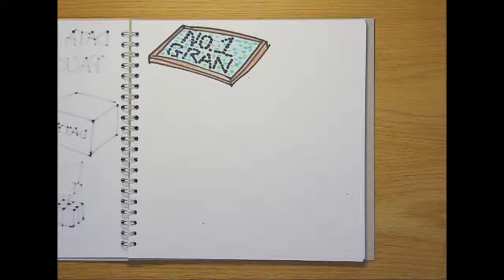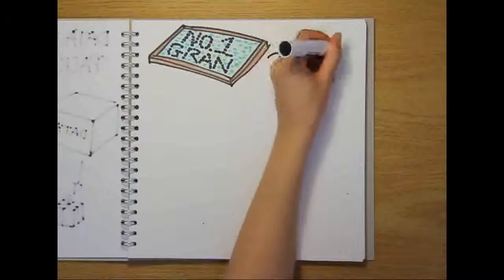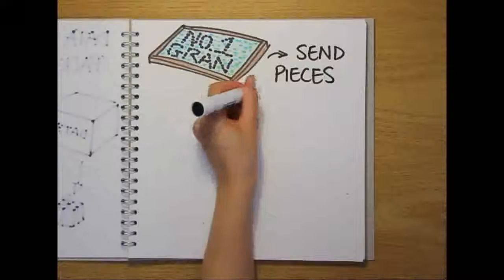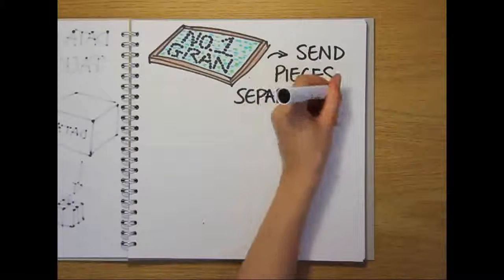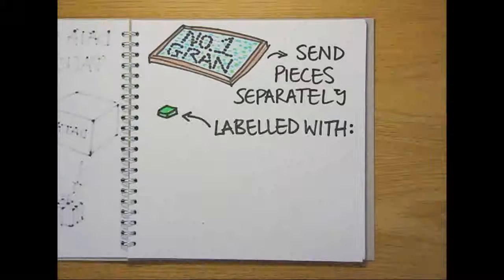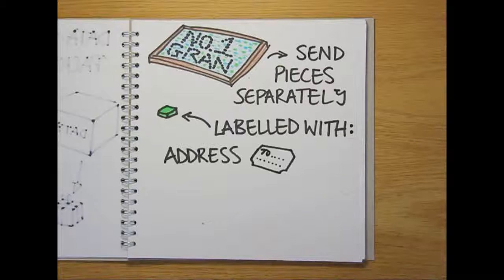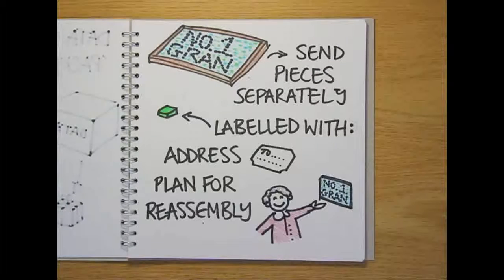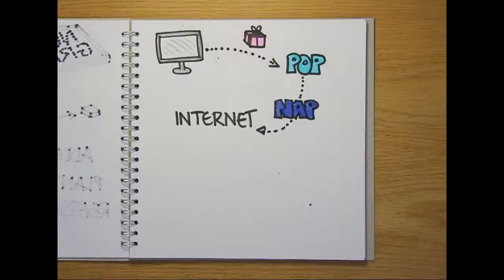A helpful way to think about this is to imagine that you're trying to send a huge mosaic in the post to your grandma. Fully constructed, it's too large and too fragile to be posted. So instead, you dismantle it and send each tile individually, along with 2 bits of critical information: the address where your gran lives and the plan for the mosaic so she knows where each piece goes when she puts it back together. Network packets are treated in exactly the same way as your grandma's mosaic, but rather than going through the post, they're sent from your computer to your ISP's POP and then onto the internet.